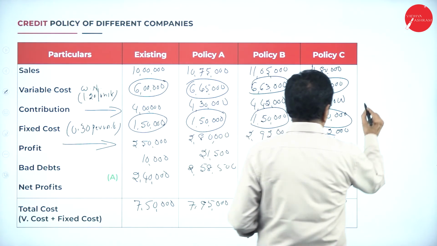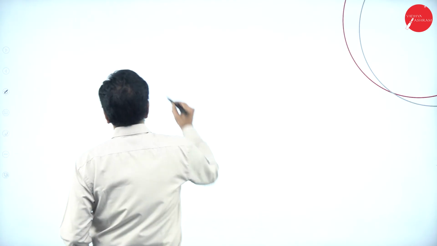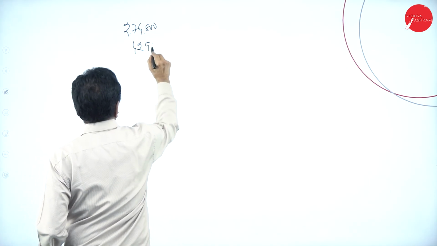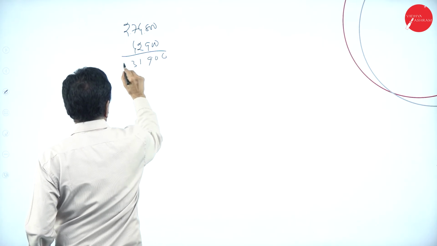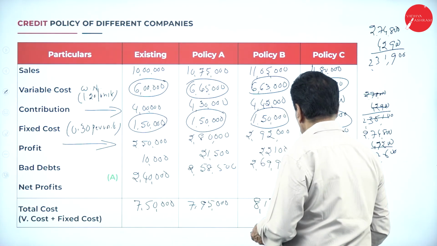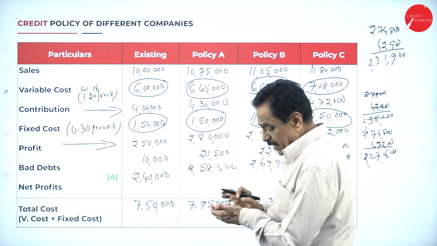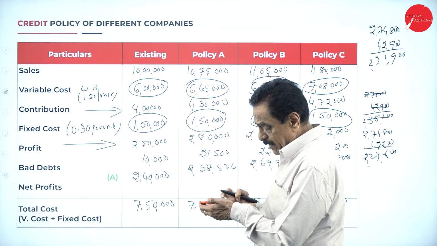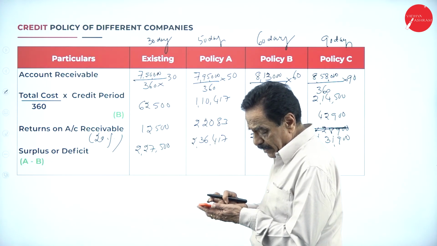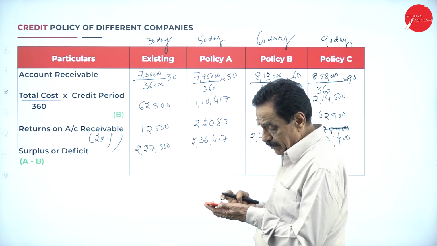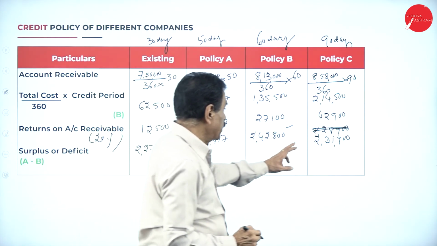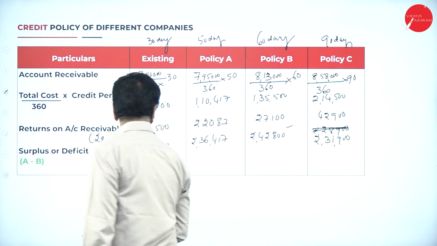This is 2,74,800 minus 42,900, which is 2,31,900. Your third profit is 2,69,900 minus expected return 27,100, that is 2,42,800, correct. 2,27,500, 2,31,900. So if you see, which is more here?